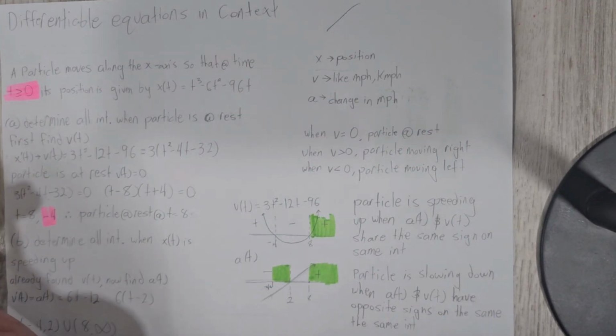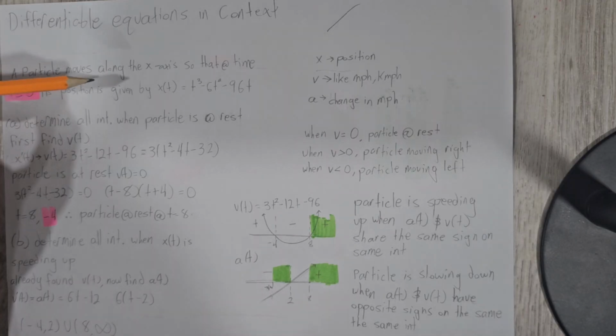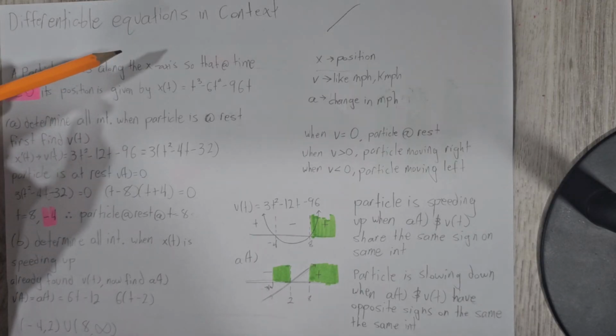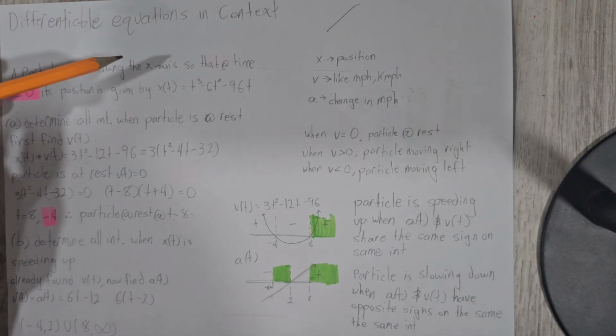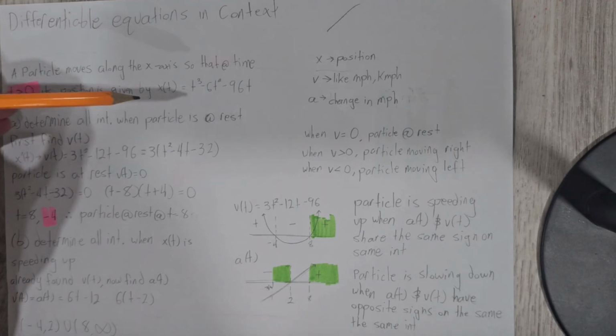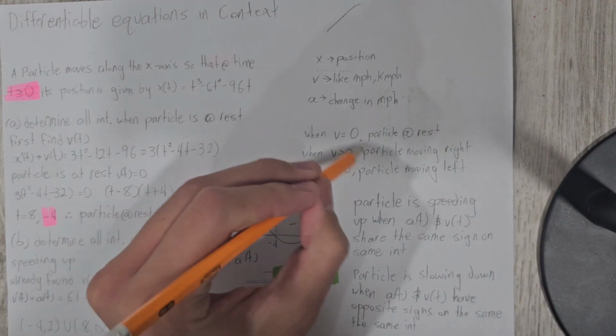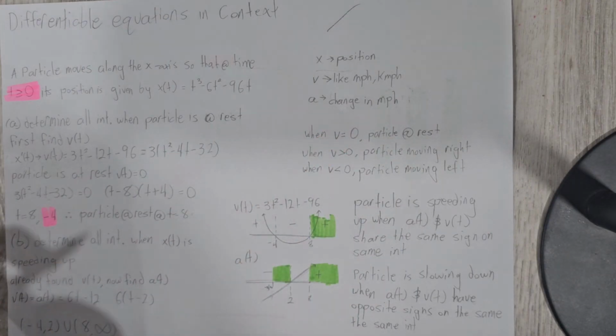So let's take a look at this question right here. A particle moves along the x-axis so that at time t is greater than or equal to 0, its position is given by x(t) = t^3 - 6t^2 - 96t. The first thing tells us to determine all intervals when the particle is at rest. A particle is at rest when v equals 0. So we have to first find v.